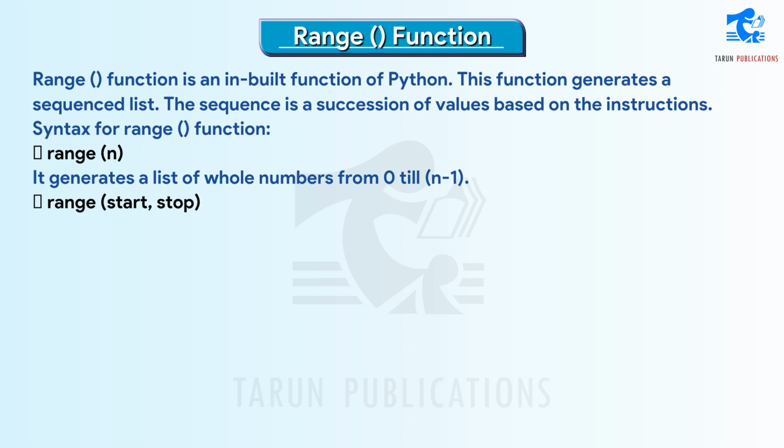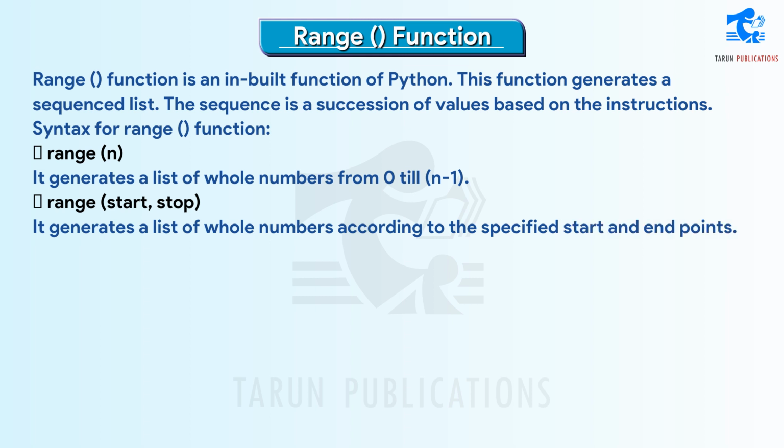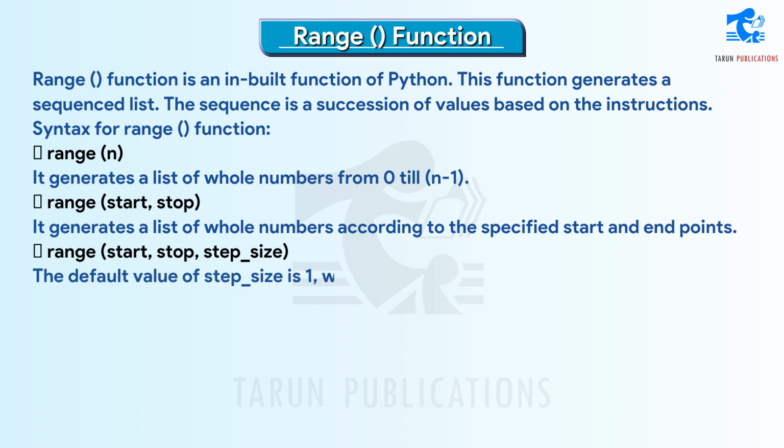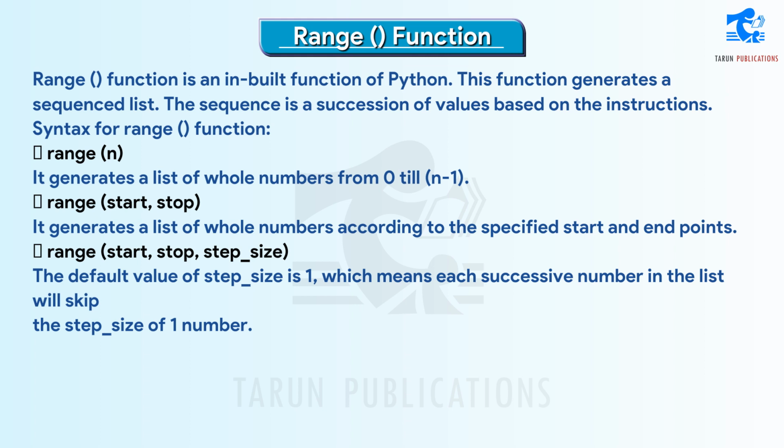Range(start, stop). It generates a list of whole numbers according to the specified start and end points. Range(start, stop, step size). The default value of step size is 1, which means each successive number in the list will skip the step size of one number. We can specify the values according to our requirement.